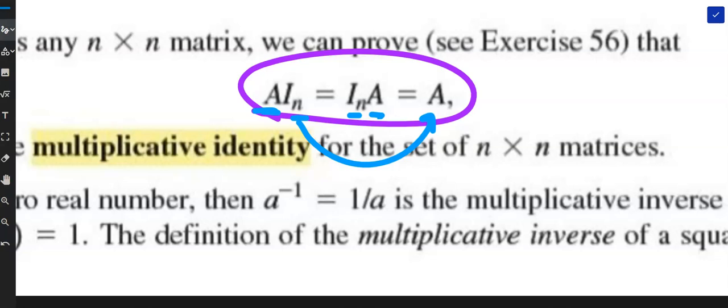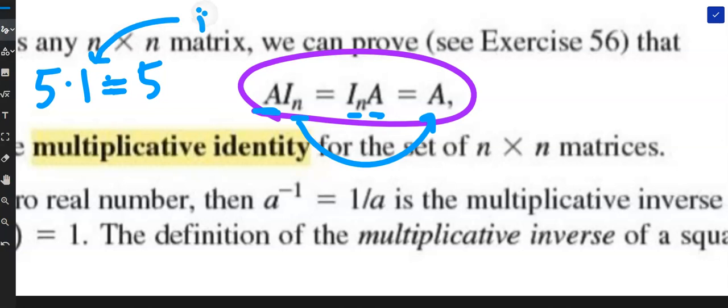So what's that mean? Well, you guys know that 5 times 1 is 5, right? That means that the number 1 is called the identity for multiplication. This is the exact same concept. Since we'll be dealing with a lot of 2 by 2s and 3 by 3s, just keep that in mind.